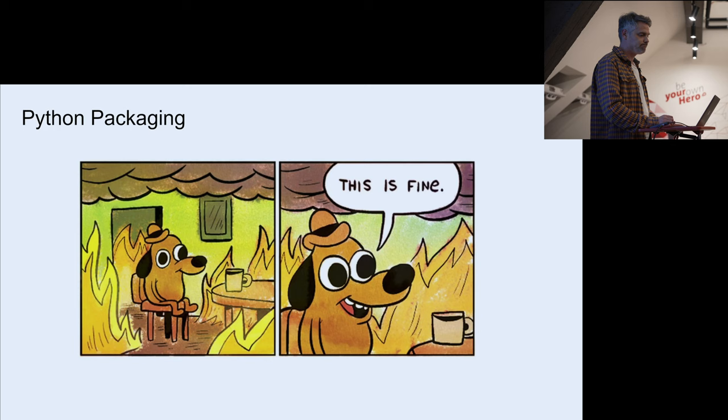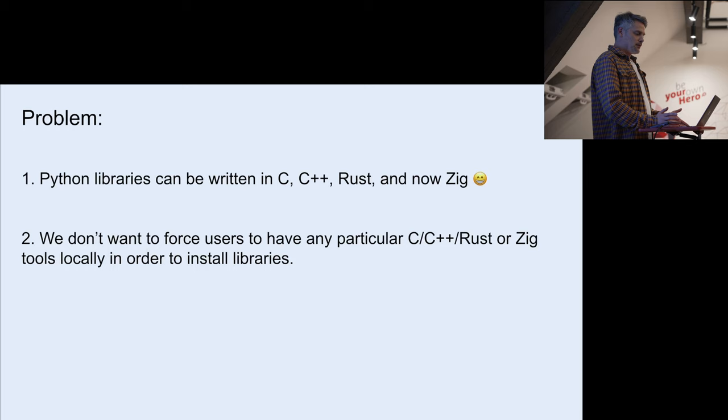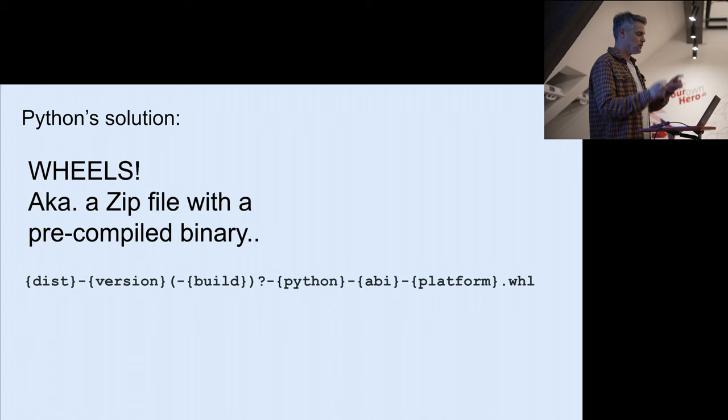So, packaging. It's well known that Python packaging is a huge dumpster fire. Libraries can be written in C, C++, Rust, and now Zig. But we don't really want to force users to have any particular C, C++, Rust, or Zig tools locally in order to install libraries. So the solution in Python is wheels, which is basically just a zip file with a pre-compiled binary and a file name that matches a certain format.